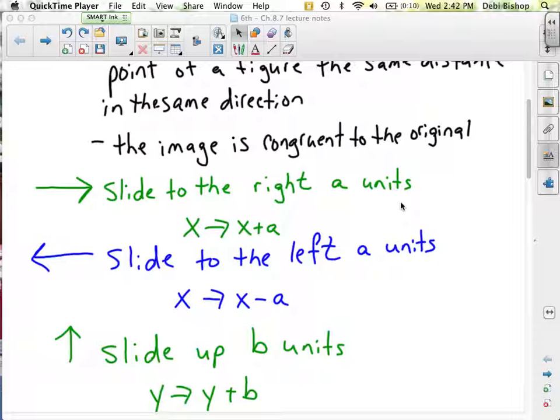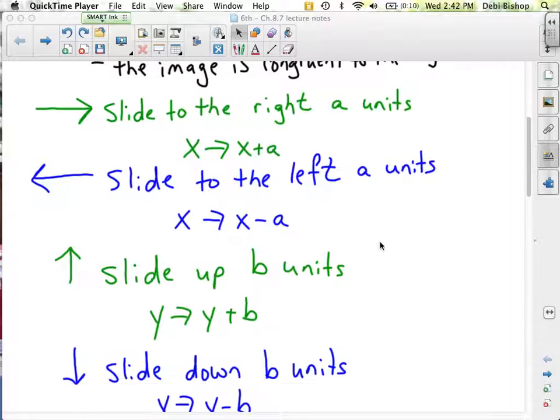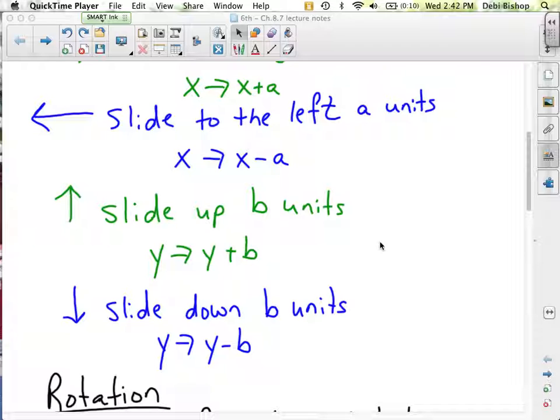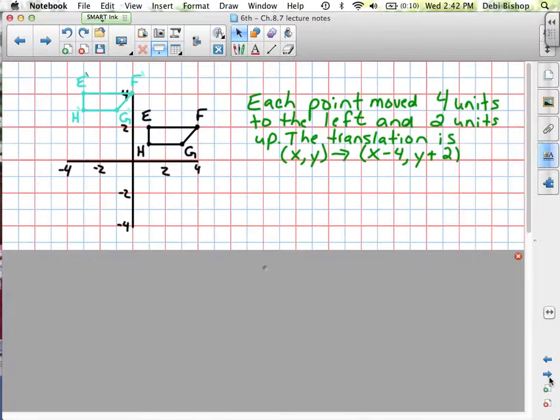Now if you slide up, we're going to say b units, then you're moving along your y axis, and so you will add that many units to your y coordinate. And if you slide down b units, then you would also subtract that many units from your y coordinate. Now let's take a look at an example.